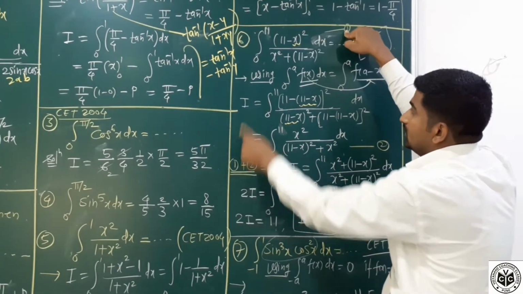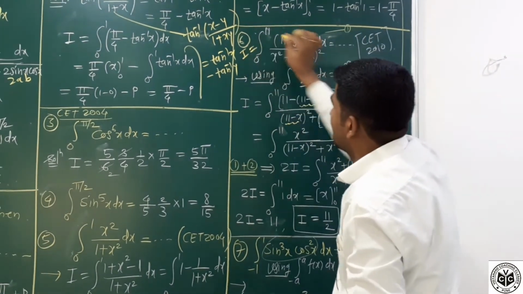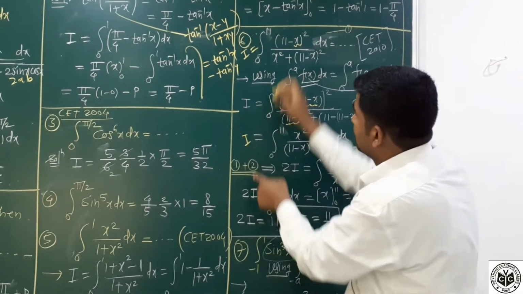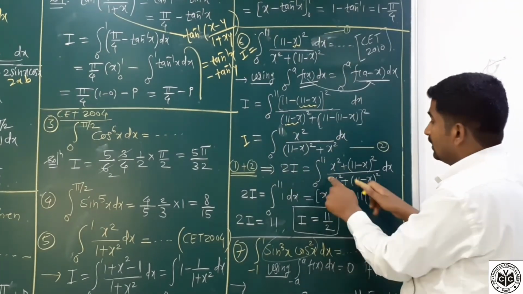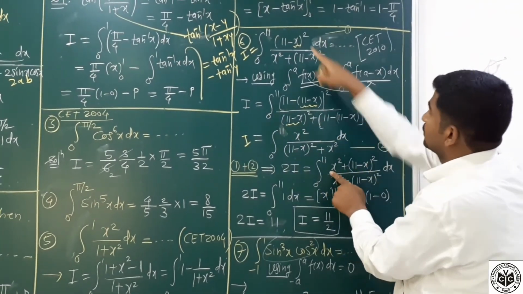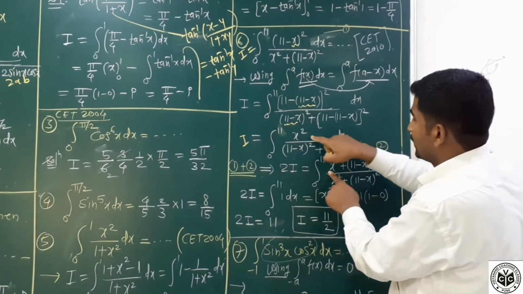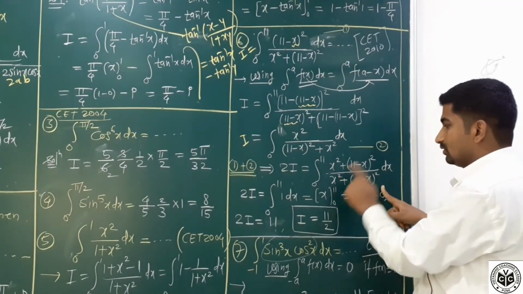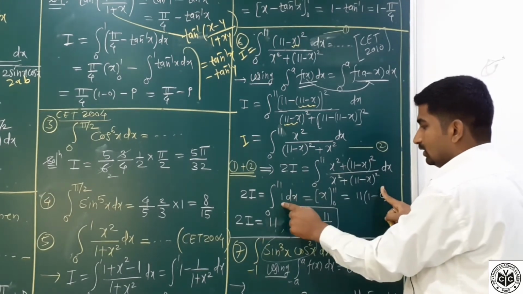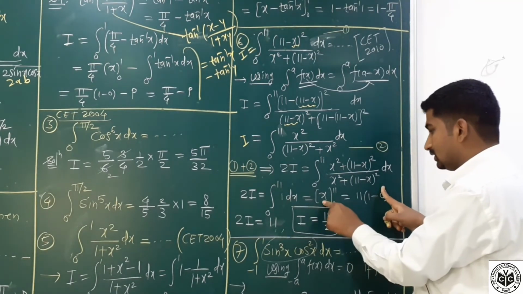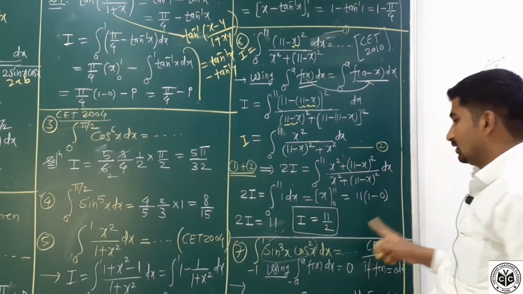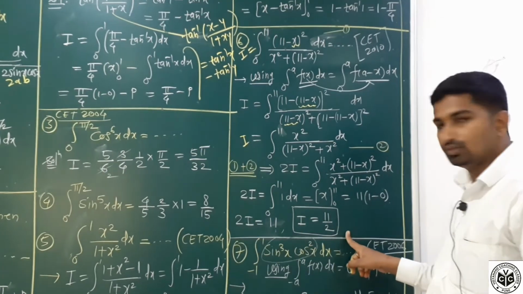So 1 plus 1, this I plus I is 2I, and the numerator is x square, 11 minus x square plus x square. So both are the same, so its value is 1. So integration of 1 is x, upper limit minus lower limit. So your answer is 11 by 2.